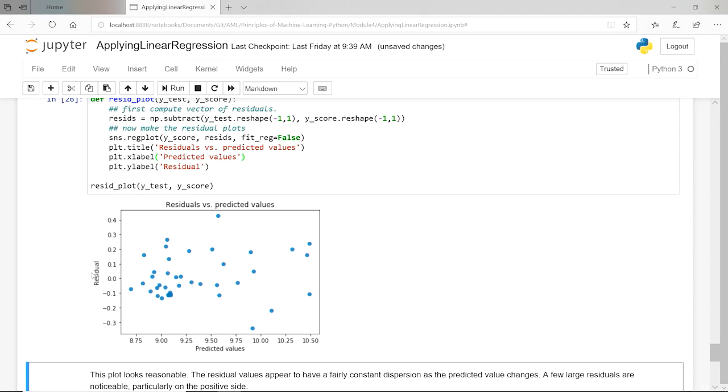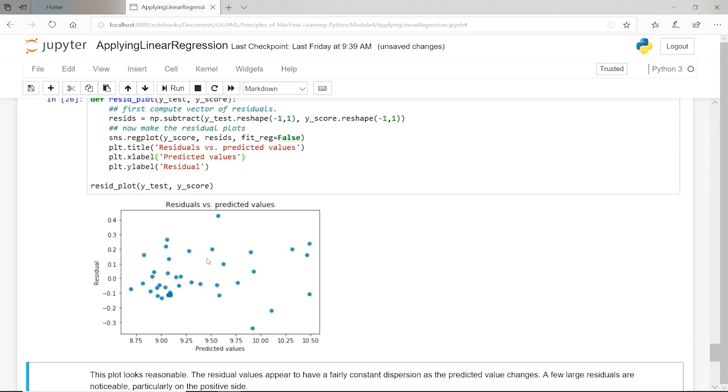Now, what you don't want to see in this plot is a lot of structure. You don't want to see something like a cone-shaped dispersion or something like that, or a big U of the points. If you see definite structure, that means that somehow your model isn't picking up all the information in the data, and your predicted value, the residuals, are dependent on the values that are actually being predicted.